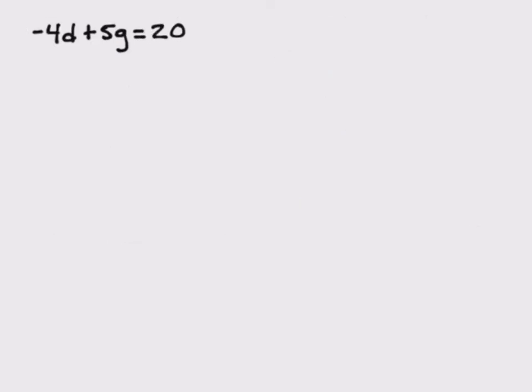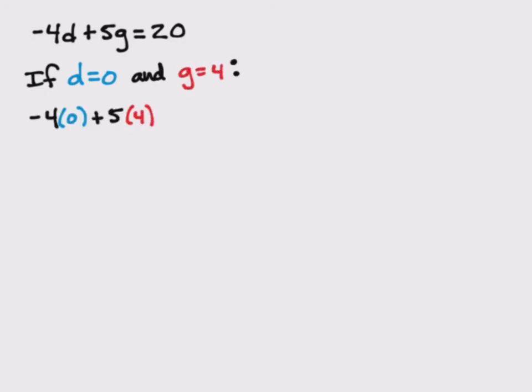Alright, here's another equation with two unknown quantities and therefore two variables. -4d plus 5g equals 20. And if we're looking for a solution to this equation, we've got to find a number to substitute in for d and another number for g so that it'll make this equation true. For instance, if d were 0 and g were 4, we see that the statement would be made true. So d equals 0 and g equals 4 is a solution to that equation.